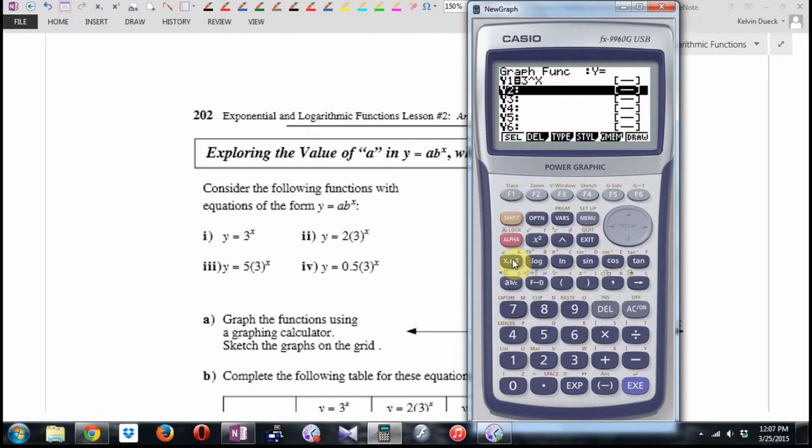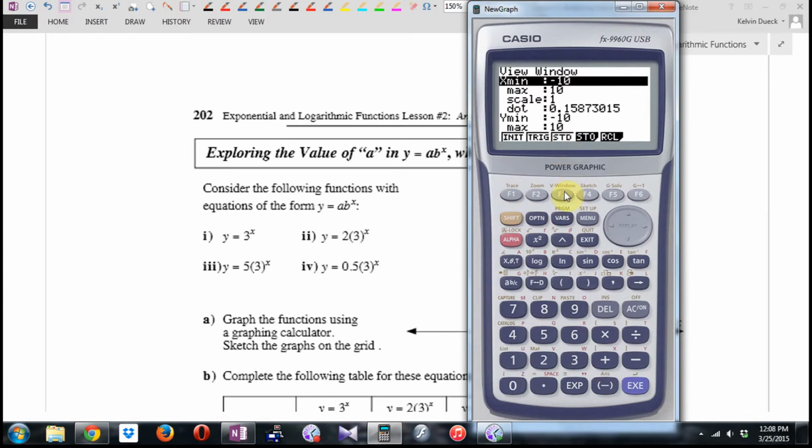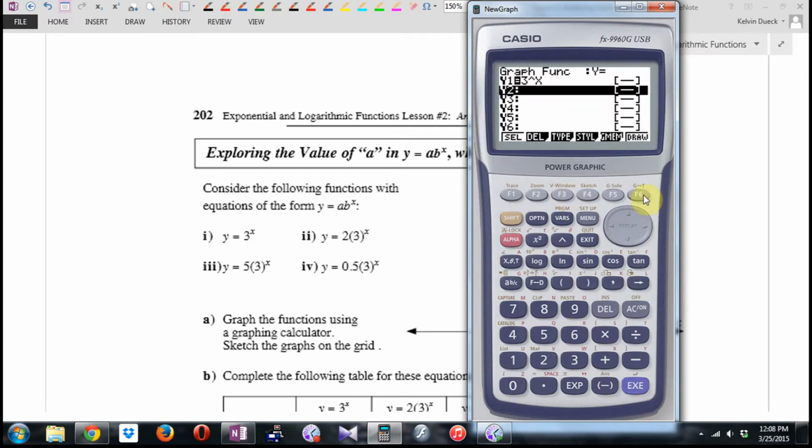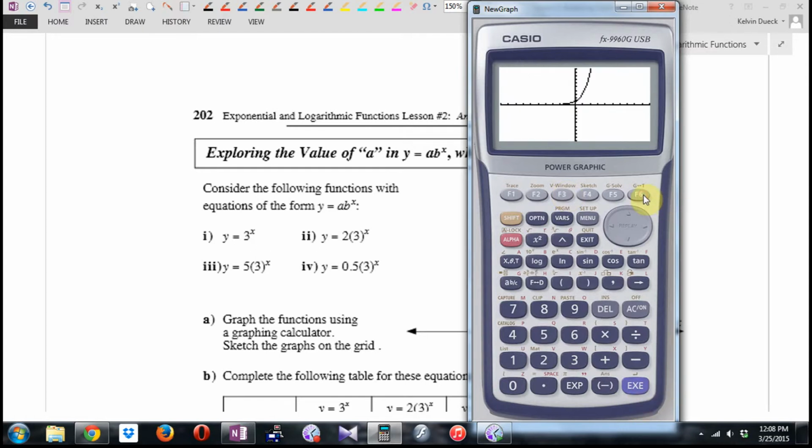We should make sure that our view windows are all the same. So view window is Shift F3. I want the standard view window, which is -10 by 10, -10 by 10, which is also F3. I'll hit execute to store that, and then I'll hit draw. And ideally, we all have this. The older calculators will take a little longer. The newer calculators, it should be fairly instant.